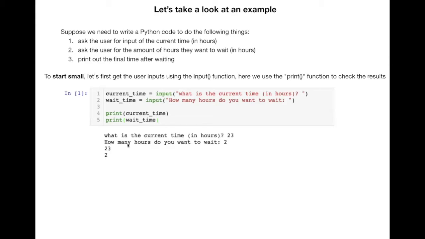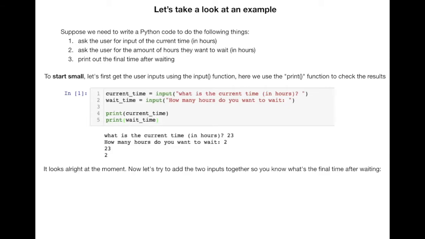So let's run it. It asks for the current time in hours, and I put in 23. And how many hours do you want to wait? 2, and enter. And now it's printing out 23 and 2. Seems to work, right? So now let's try to add the two inputs together so we know what the final time is after waiting. That will be task number 3.